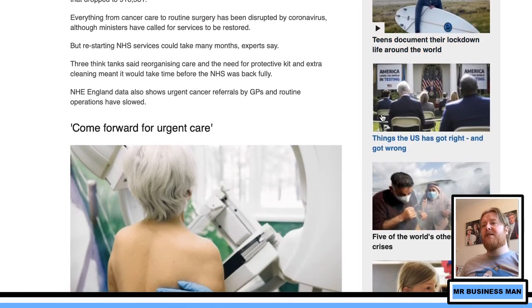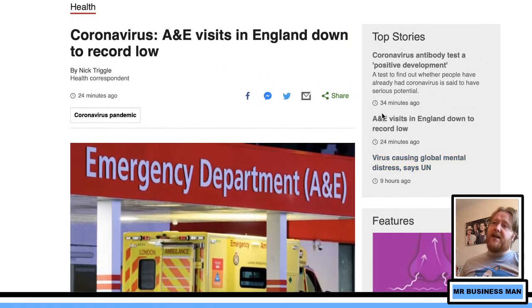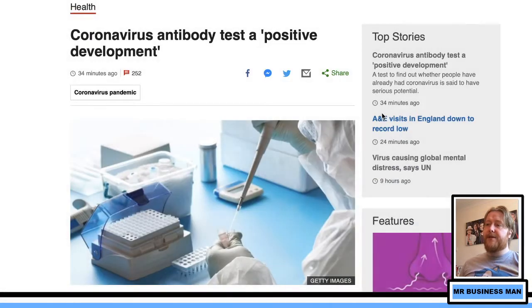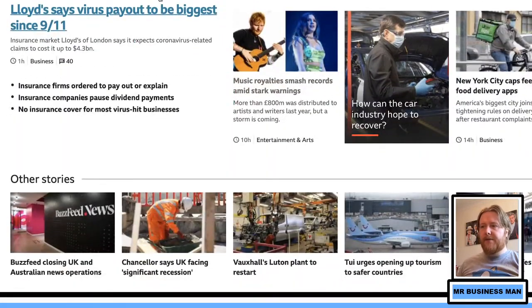This is the problem as well, isn't it? This is what happens. It says A&E visits down to a record low. The reason is because everyone's too frightened to go to hospital. We've had to go to hospital a couple of times for tests and things, and it's not a nice place to be. It's not something that I was like, oh yes, please, let's go to hospital. You don't want to go and do that, do you?